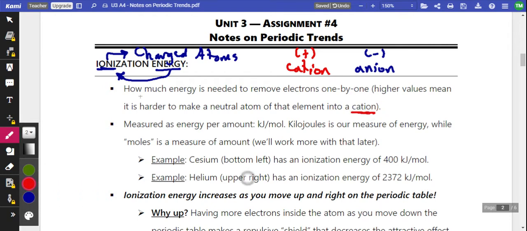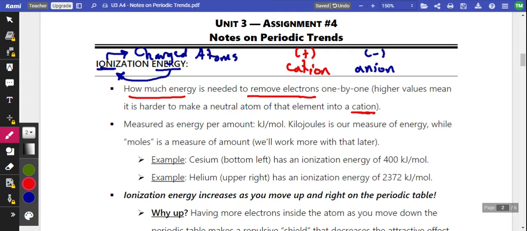In this case, we're going to talk specifically about making cations. So how much energy does it take to remove electrons from an atom? We start with the valence electrons on the farthest out reaches of the atom. And therefore, how hard is it basically to make a cation out of an atom?